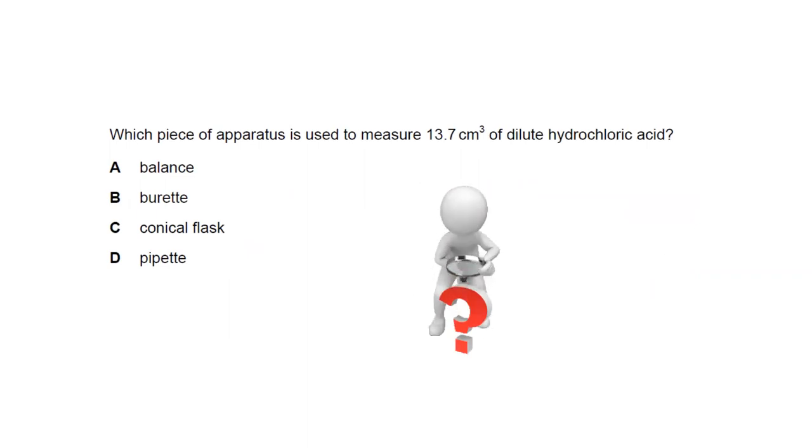Which piece of apparatus is used to measure 13.1 cm3 of dilute hydrochloric acid? A, B, C, or D? Balance, burette, conical flask, and a pipette. So which piece of apparatus can measure 13.1 cm3? A, B, C, or D?